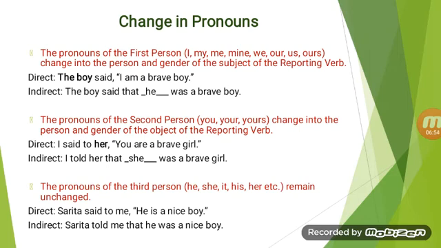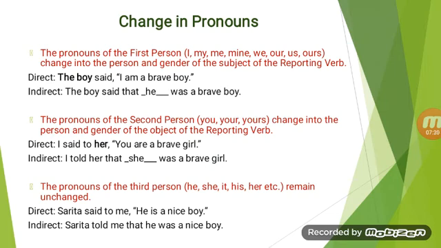The boy said that he was a brave boy, because the boy is male, and according to the gender we will place he. So the boy said that, we use a suitable connector, he was a brave boy, and here is a change of tense also. As per the rule, I has been changed to the suitable gender, according to the boy, he. So the boy said that he was a brave boy.